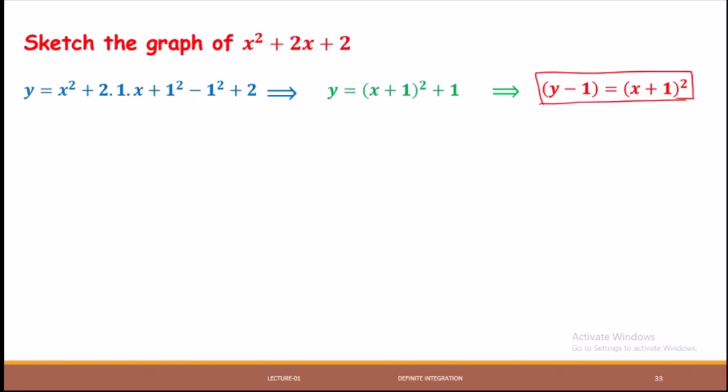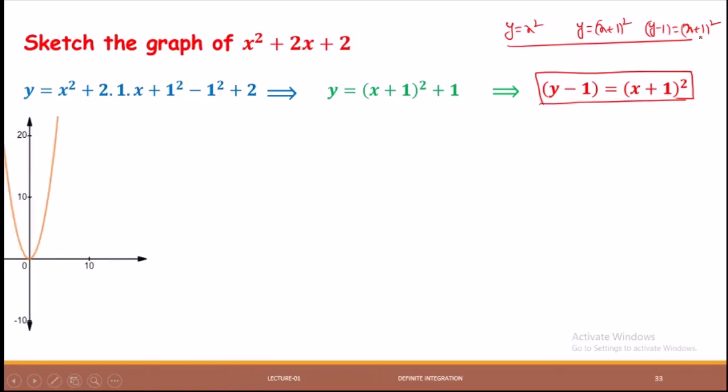We sketch the graph in 3 steps. First we will be considering y equals x squared. Let me show it here. First we will sketch the graph of y equals x squared, and then we will draw the graph of y equals (x plus 1) whole squared. Then finally we will draw the graph of y minus 1 equals (x plus 1) whole squared. In 3 steps we will sketch this graph.